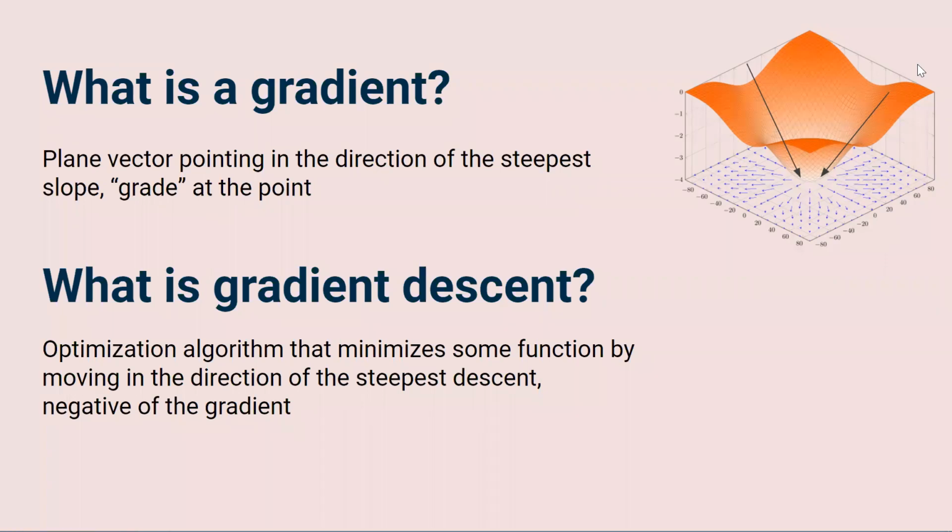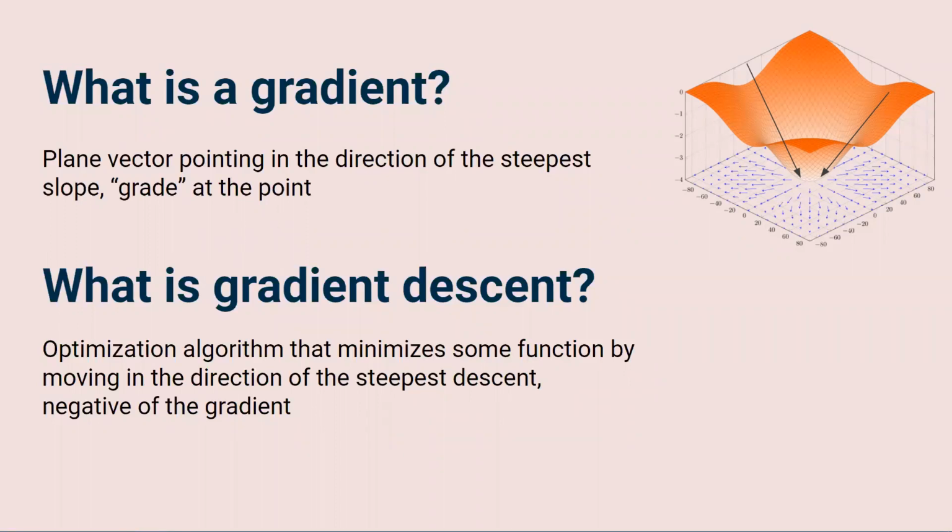So a gradient is just like a vector pointing in the direction of the steepest slope. As you can see in that picture, the gradient is the arrows at the bottom, which show in which direction the steepest slope is. Slope in the sense of a 2D graph is basically just the derivative of the function itself. And that's essentially what the gradient is, like a derivative at a point.